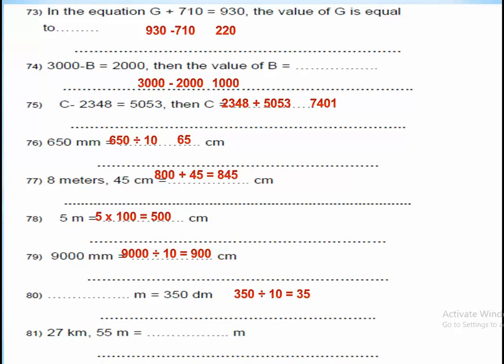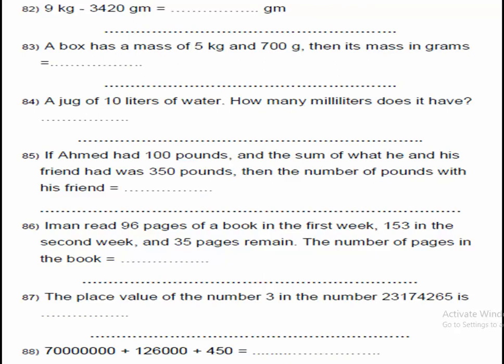Okay, let's convert from kilometer to meter. It will be 27,000 plus 55, it will be 27,055. 9 kilogram minus 3,420, it will be 9,000 minus 3,420, it will be 5,580.